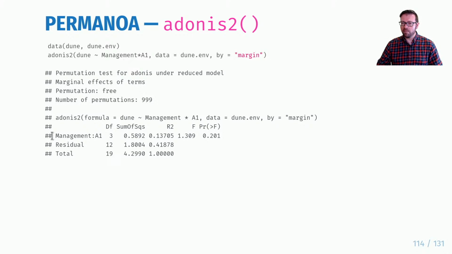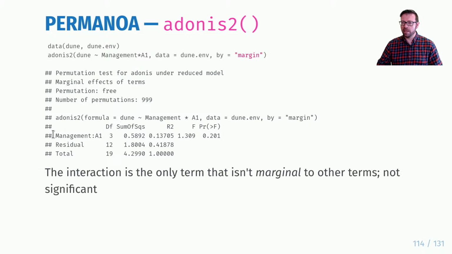And when we do that, we only get one row. So these are the marginal terms. And there's only one term here. The interaction term is the only term that isn't marginal to another one, i.e. this term, management colon A1, doesn't occur in any other terms in the model. Management occurs in this higher order term because it's in the interaction, and A1 is present in the interaction. So we can't test their effects. So vegan actually does the right thing for you and says, okay, the only thing you can test is the interaction term in this model, or the only thing that makes sense to test. It tested it. It's not important.